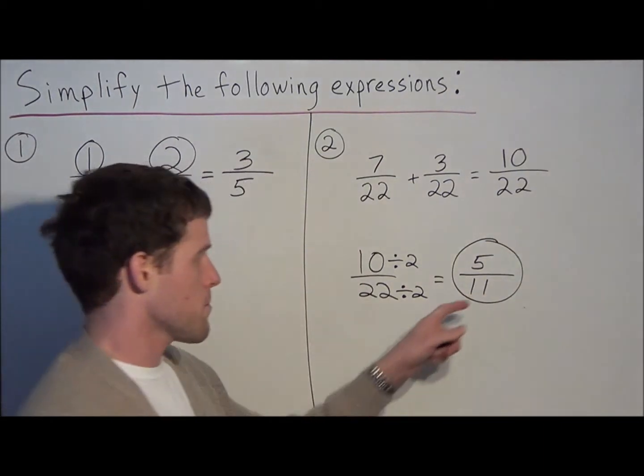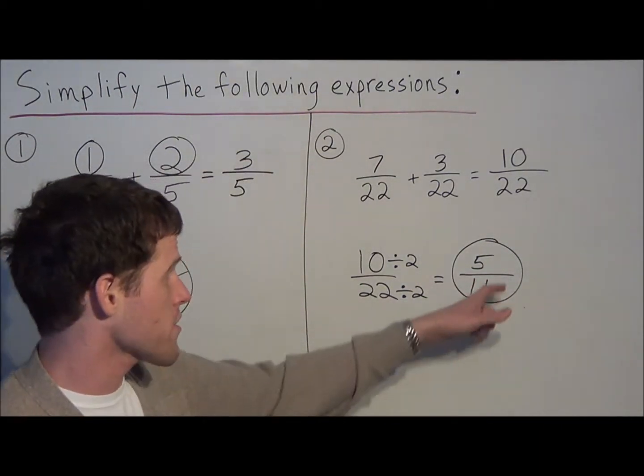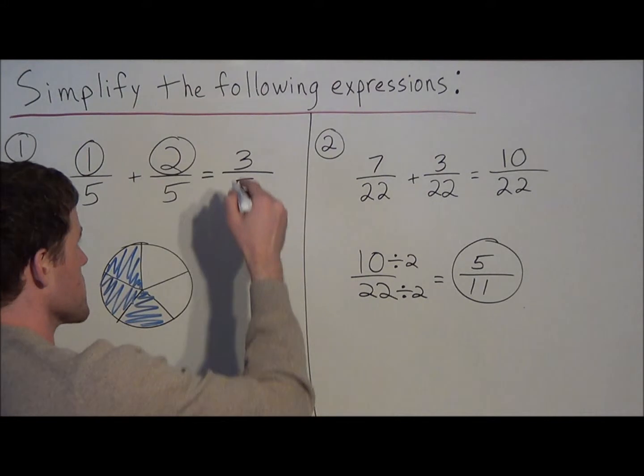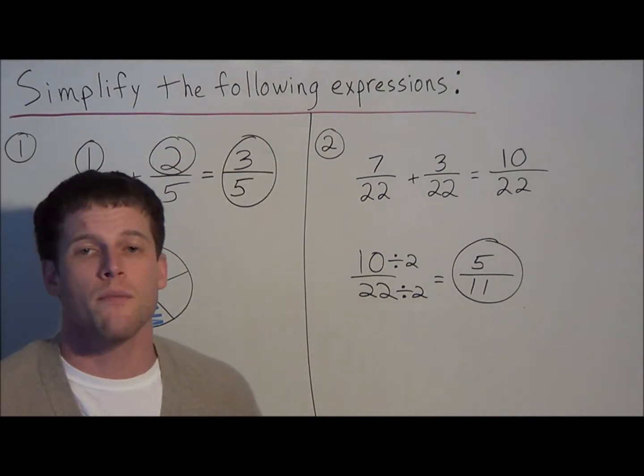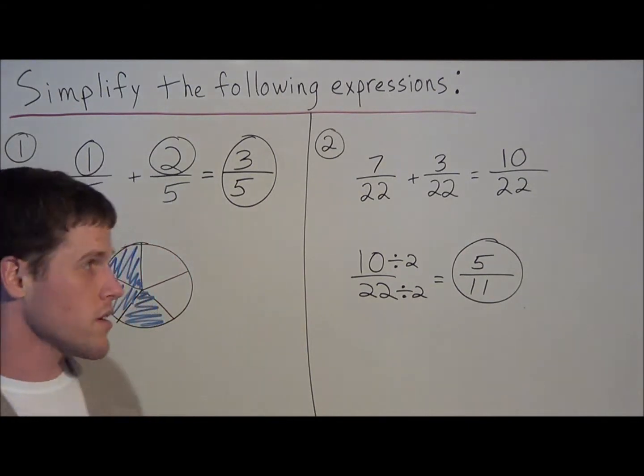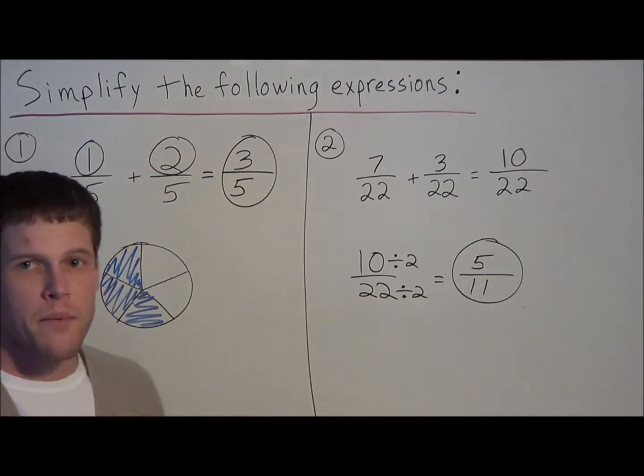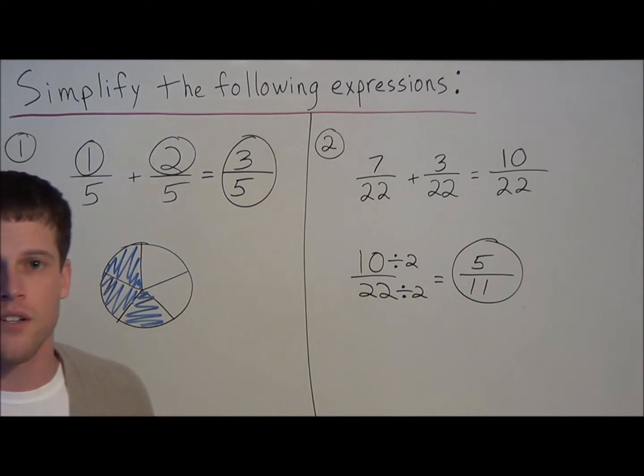So for the second example, our answer is 5/11. So we have to make sure that we reduce. For the first example here, notice when we had 3/5, this was already reduced because the greatest common factor of 3 and 5 is 1. So we wouldn't divide the numerator and denominator by 1 because that would give us the exact same value.